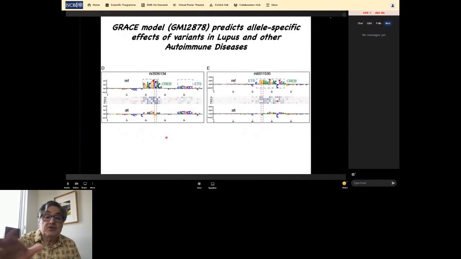I won't have time to expand on this part, but of course, Grace can be used to make predictions around regulatory variants, specifically GWAS variants associated with various kinds of diseases. And the model can be used to determine whether a composite element could be the relevant motif that is accounting for altered gene expression that might be associated with a particular disease.